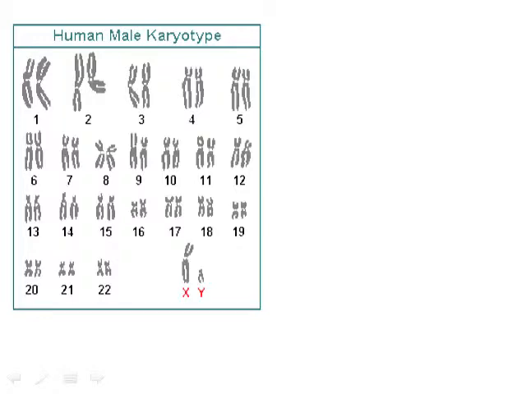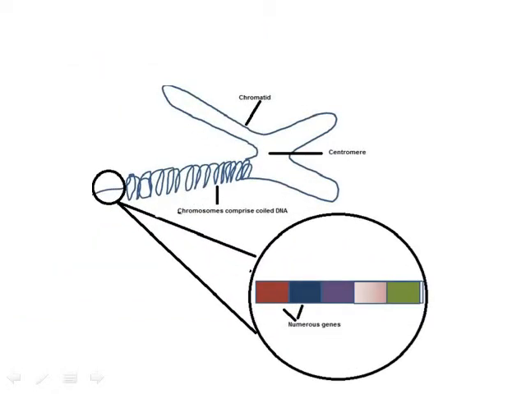There are 46 chromosomes present in that karyotype, and they're arranged in 23 pairs. That's two sets of 23, and each set comes from one of our parents. So what is a chromosome? Well, chromosomes are little lengths of coiled DNA, each containing lots of little recipes or genes for the characteristics that make us what we are.